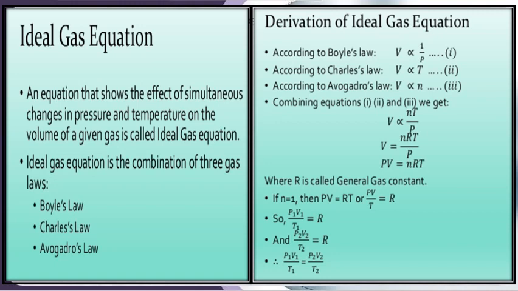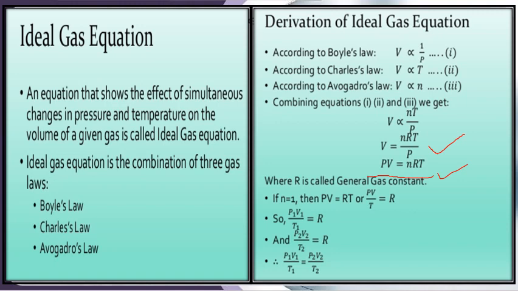So V is proportional to nT upon P. If we replace the proportionality sign, you will get V equals nRT upon P. And if I move P to the other side, you will get PV equals nRT. This is called the general gas equation, right? And R is termed the general gas constant, which has a specific value at STP and in SI units.